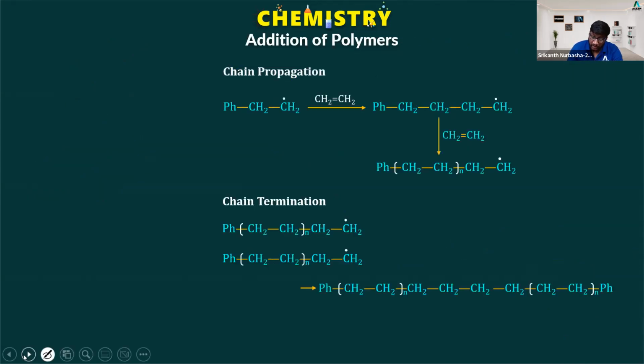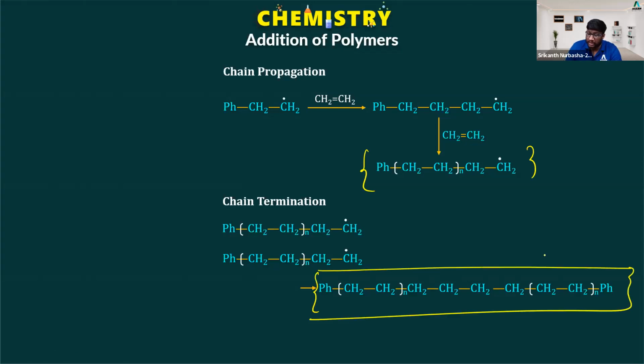In chain propagation, you will have this: PhCH2CH2CH2CH2•, again reacting with one more molecule like that. If you repeat, you will generate Ph(CH2CH2) taken n, CH2CH2•. Two such radicals, Ph(CH2CH2) taken n, CH2CH2•, both will react now to form a larger polymer. This is nothing but your respective polymer formed in the chain termination step. And this was the mechanistic approach.